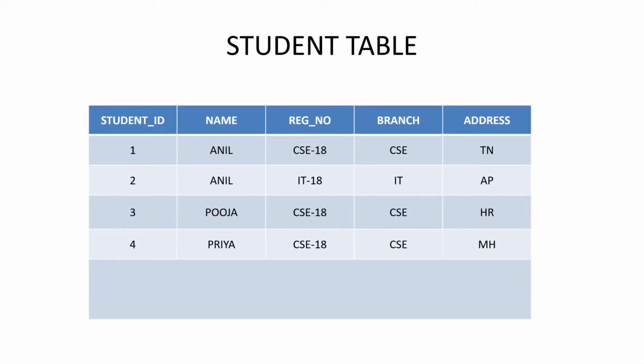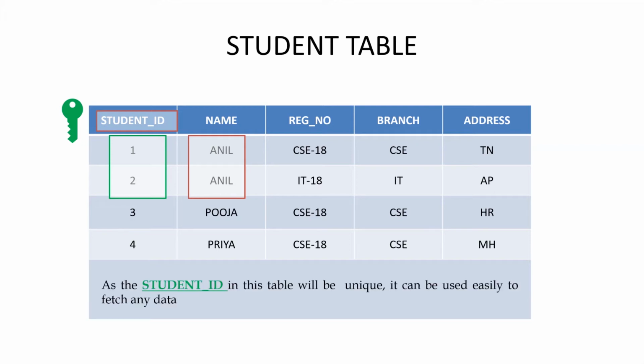Consider a student table with 5 columns: student ID, name, register number, branch and address. In this table, the student ID is the primary key, that is the attribute which uniquely determines the other attributes in the relation. Now, you can see there are 2 similar entries in the name attribute. In that case, if I want to retrieve any data related to Anil, I may be confused which record I want to retrieve. But if I have the student ID in my hand, I can easily retrieve whether Anil belongs to roll number 1 or roll number 2.